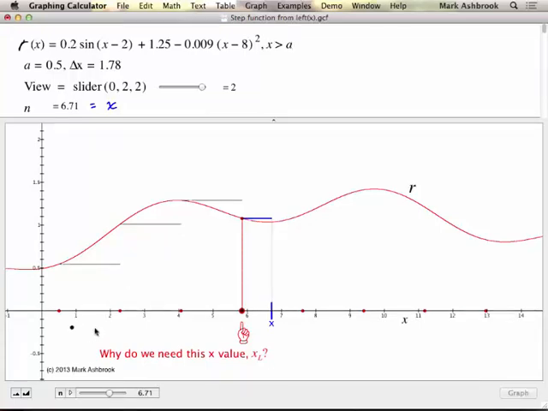I'm going to tell you, this is something new here. We use a to mean where we're going to start accumulating. a is where we're going to start our accumulation. So accumulation doesn't have to start at x equals 0. We can specify where it starts. So here a is 0.5. We're going to start accumulating at 0.5. We're using intervals of 1.78.